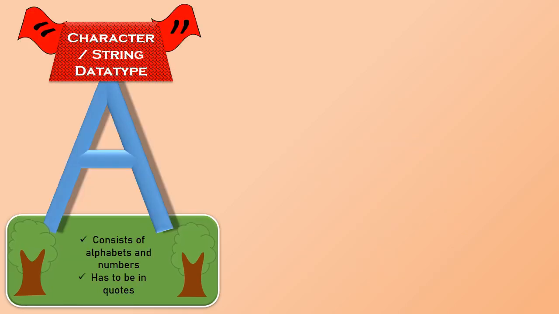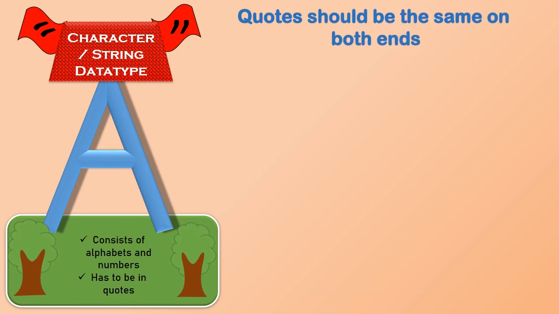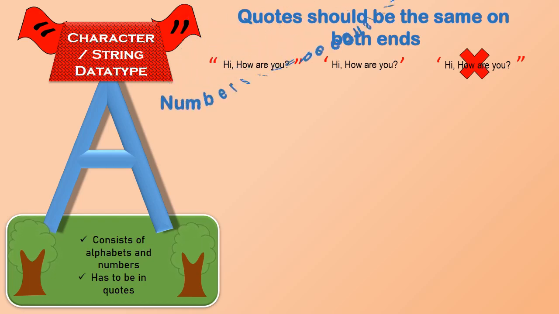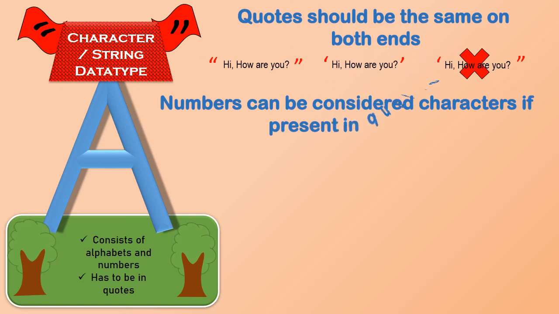Now let's see character data type. As I have mentioned before, this data type has quotes on both ends. It can be double quotes on both ends or single quotes. But two different kinds of quotes on both ends are not accepted, such as a single quote on one end and a double quote on the other end. It will give error. In character data type, numbers can also be included.